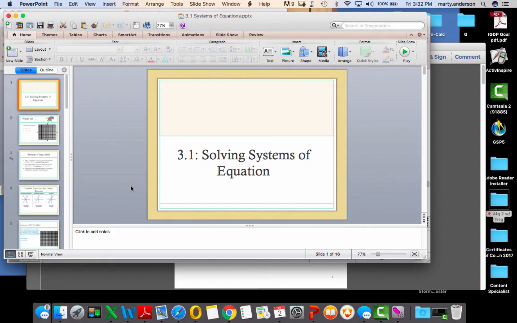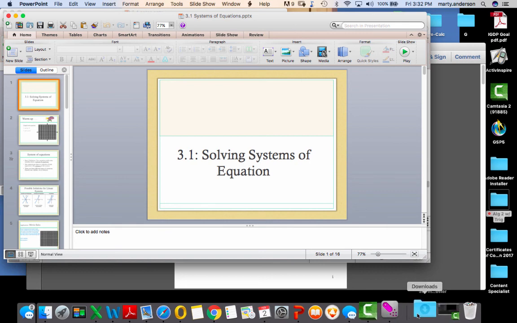I think we're good. You can work on your homework for 3-1. Make sure that you take note of whether or not they want you to solve by a specific method, how they want you to solve.